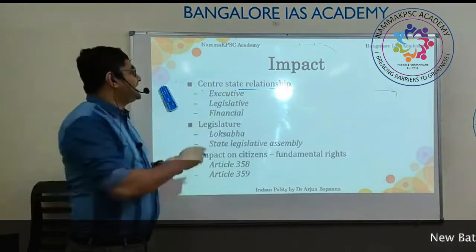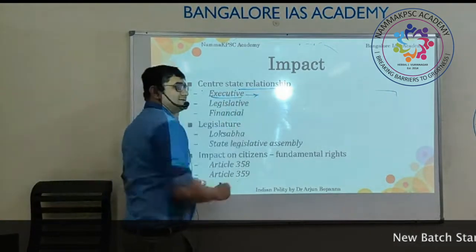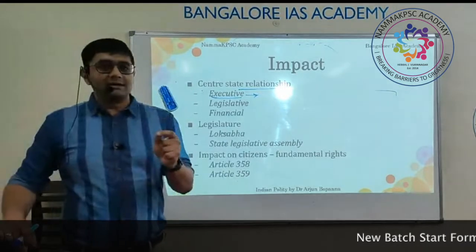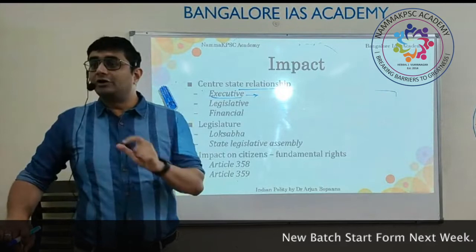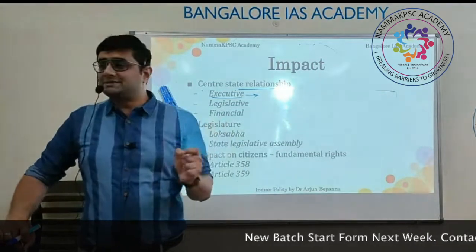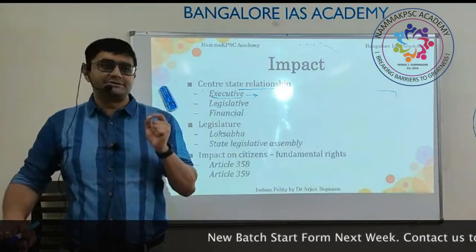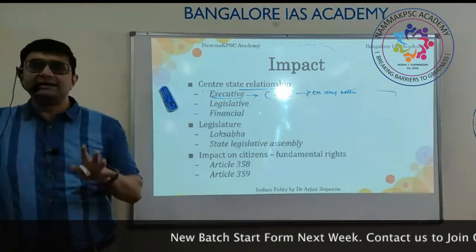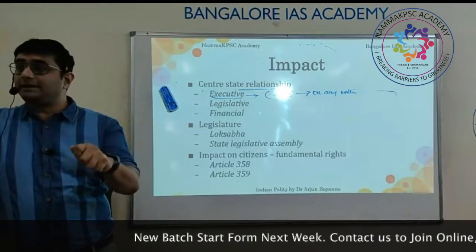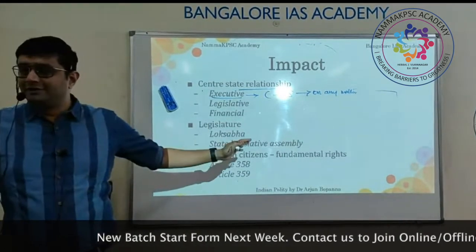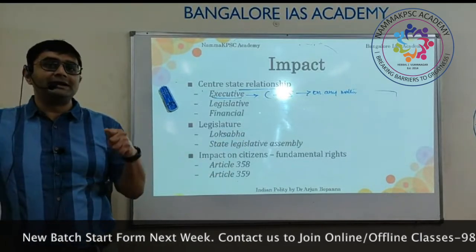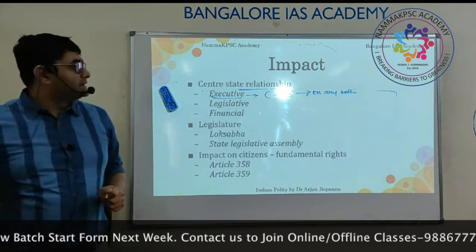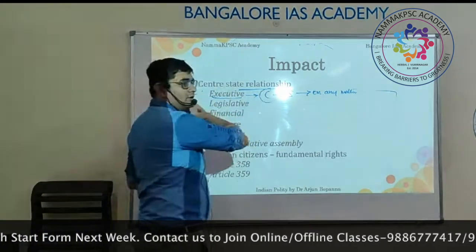Right? So what is the executive relationship? How does it change? The center is now empowered to give directions to the state on any matters, and these become binding on the state. Is that understood? So basically the state government comes completely under the control of the central government.